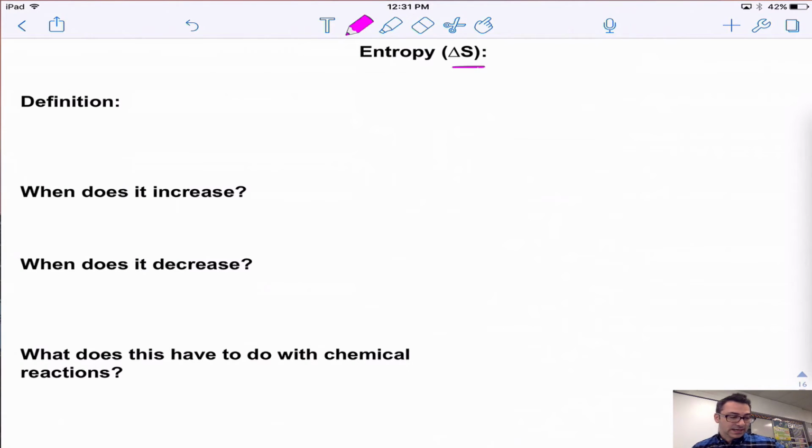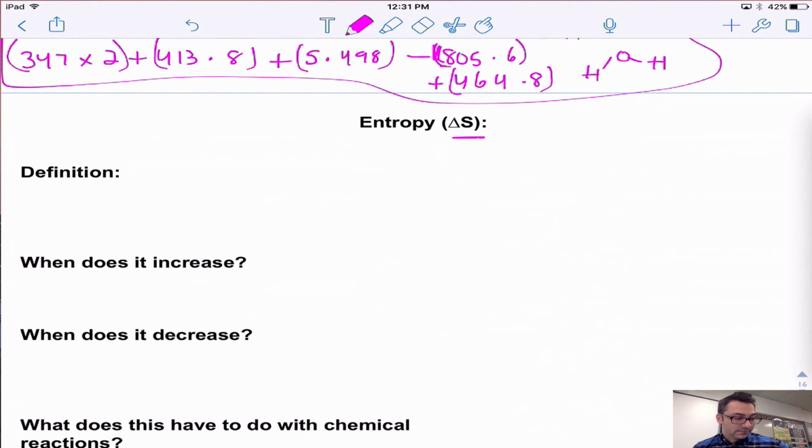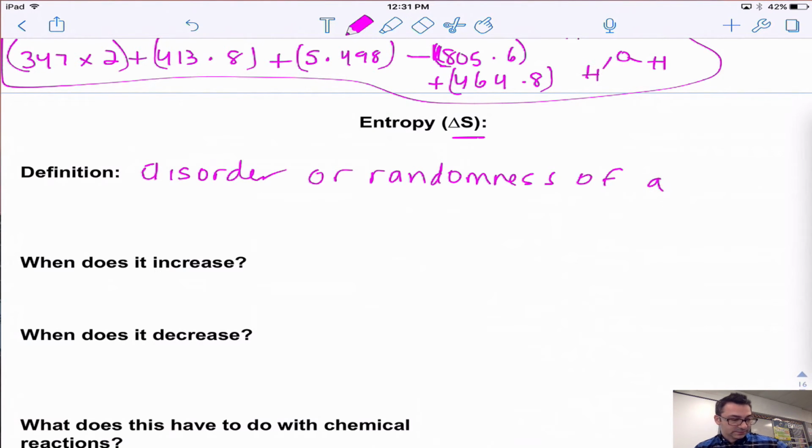And the definition, as you'll see it often written, is the disorder, or randomness, of a system. Some people will say chaos, how chaotic something is, how disorganized, how disorderly something is. The AP exam uses the term dispersion, the ability to disperse particles. That's something new that they've introduced.